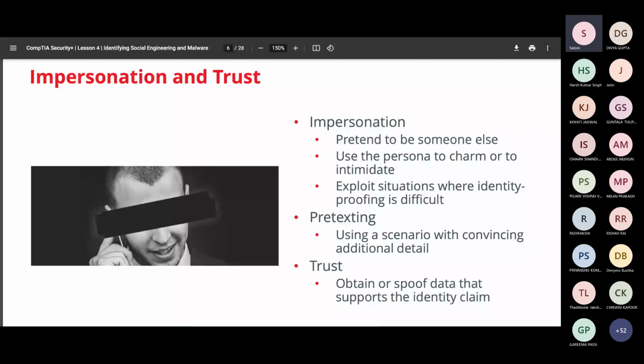Then trust: they obtain or spoof data that supports the identity claim. They will be able to obtain or spoof such data in which someone's identity claim is being made. So that's how they are breaching the trust of the people, right? So this was all about impersonation and trust.